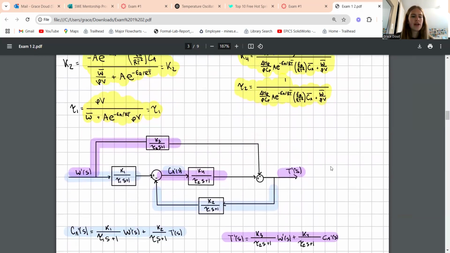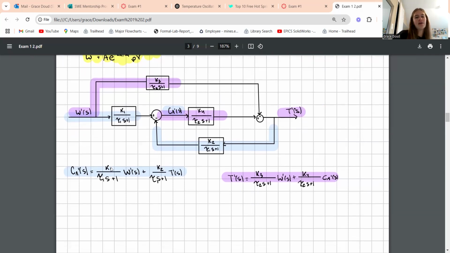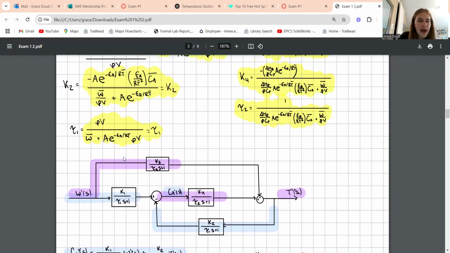And basically, oh yeah, I have my equations down here. So CA is going to be a function of a transfer function times the W and then plus the K2 term times the T of S. It's like a feedback loop. And then also this T prime of S comes into play. You're adding W times K3 and then plus the CA times the K4 to get the T prime of S, and then we go into the loop law on the in-class explanation of that.